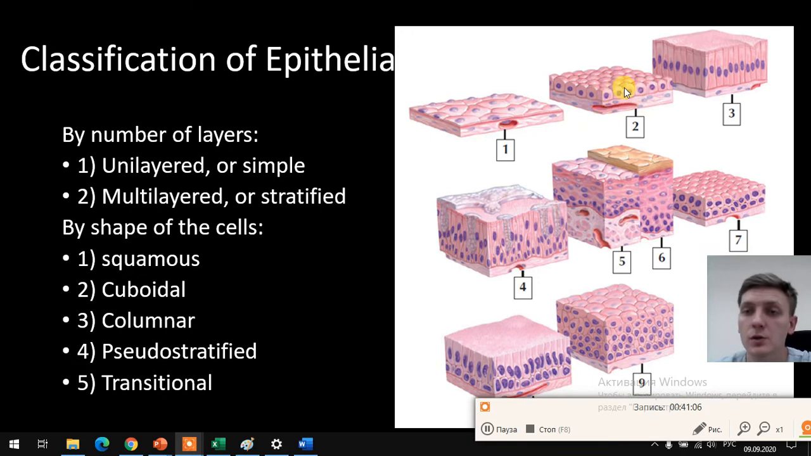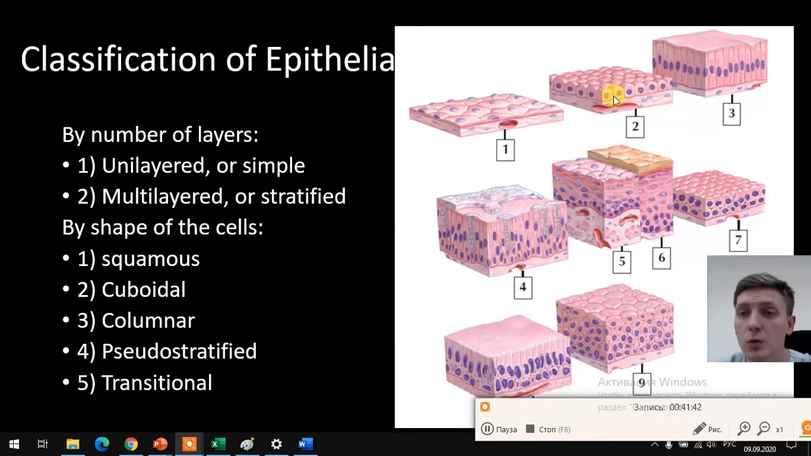Okay, then another location of simple squamous epithelia is our blood vessels. Blood vessels are covered with a simple squamous epithelia. They prevent the leakage of blood components outside. But sometimes in small vessels like capillaries, this simple squamous epithelia allows the passage of blood because of their little thickness, because of their thin appearance.